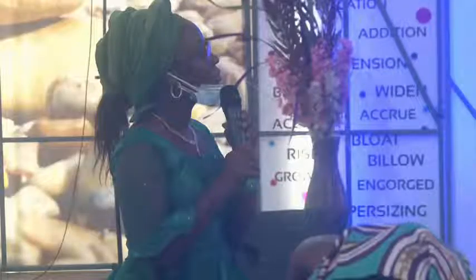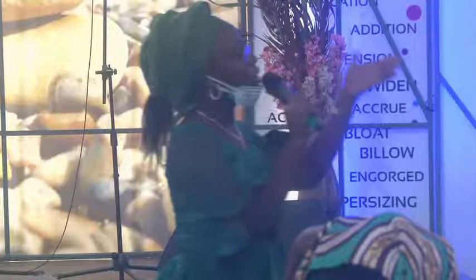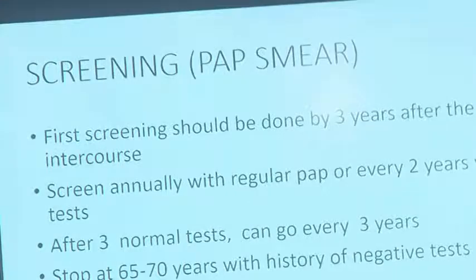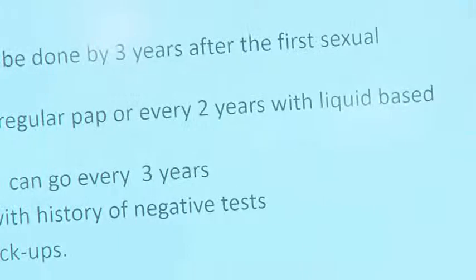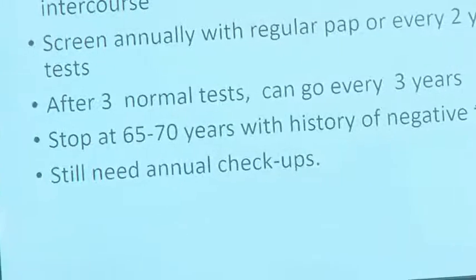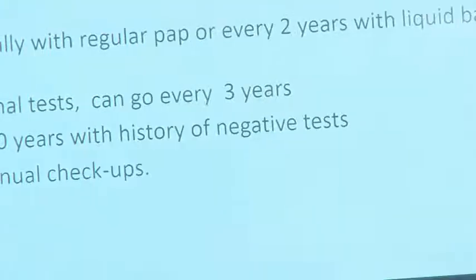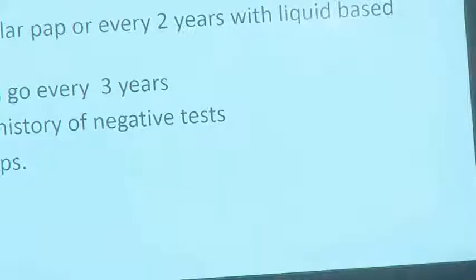So the screening can first be done 3 years after your first sexual intercourse. Can we repeat after me? 3 years after the first intercourse. Then after normal results, we can go every 3 years. Usually we'll tell people to stop at about age 65 to 70, if they have a negative result. But you still need to be going every year for checkup.